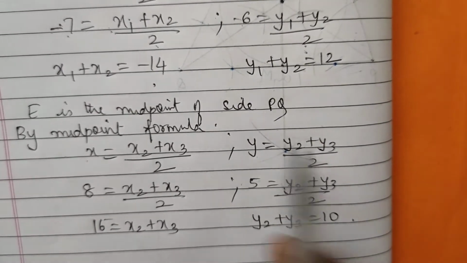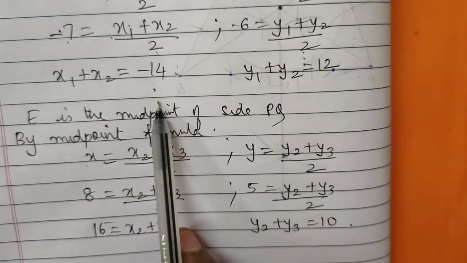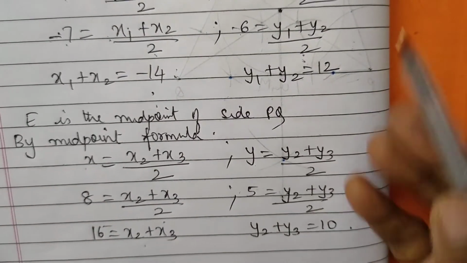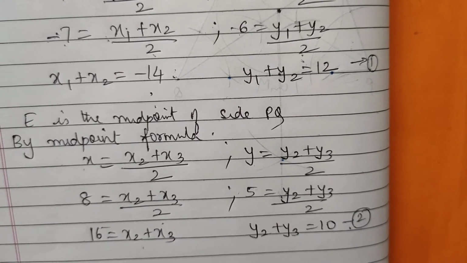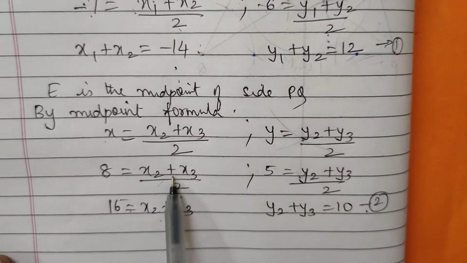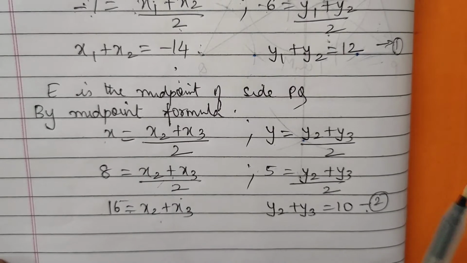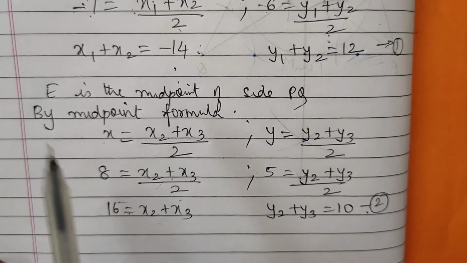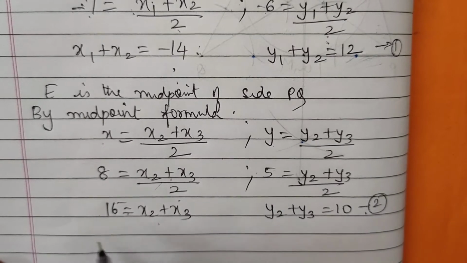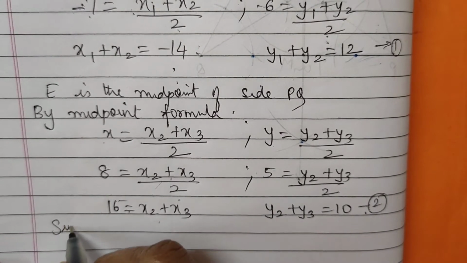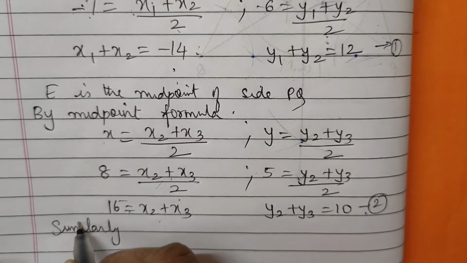So what all have we found? Here this is minus 14, and this is 16. We will name this 1 and this 2. Clear? Now we have completed two sides. The third side also we have to write. If it depends on the marks, you can write it again, or we can use the word similarly.